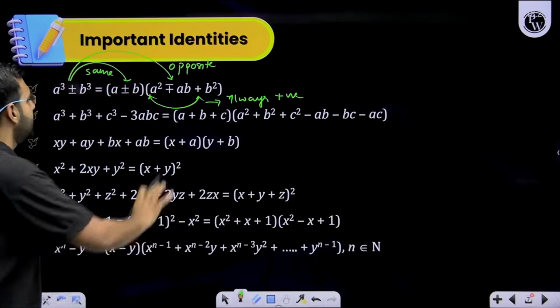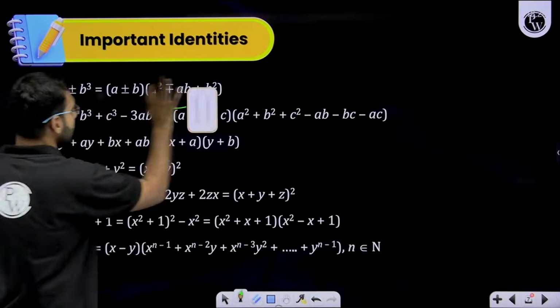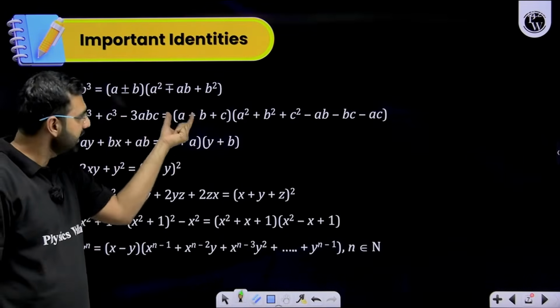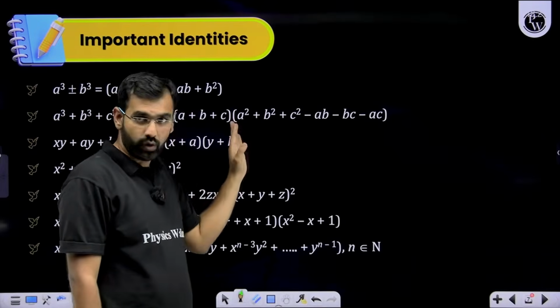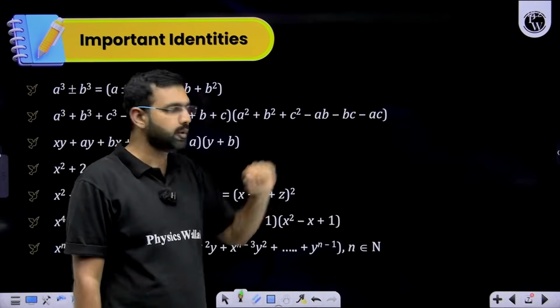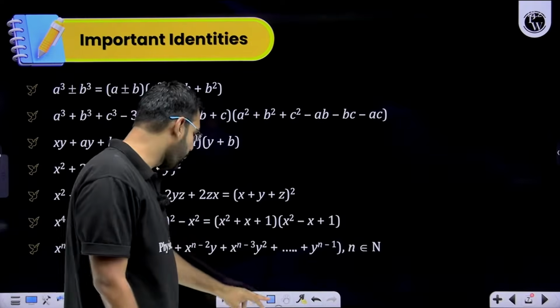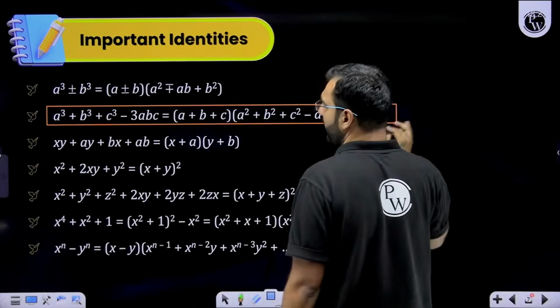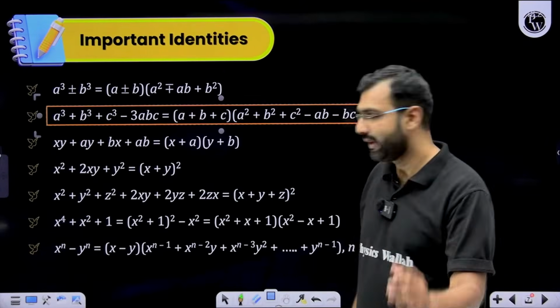If I talk about the next identity, it is simply this straightforward one. a cube plus b cube plus c cube minus 3abc is (a plus b plus c) times (a square plus b square plus c square minus ab minus bc minus ca). Now, why are we discussing this one? Again, a lot of questions are framed based on this. When and how, let's have a look at that.